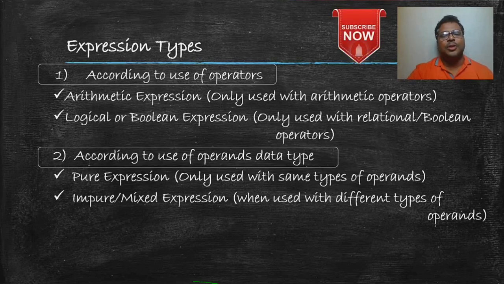The second one is according to the data type of operands. A pure expression is one where the same type of operands are used. That means all the operands have the same data type. An impure or mixed expression, as the name suggests, is a mix of two different data types of operands. That means when different types of operands are used in an expression, it is known as an impure or mixed expression. We give one example so you understand that.